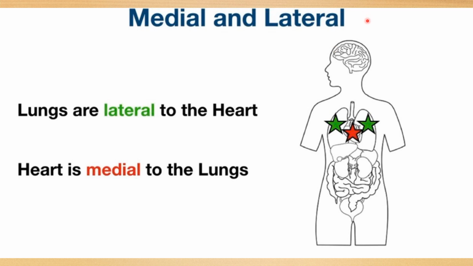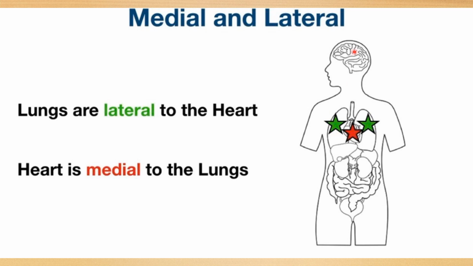In describing medial and lateral, we can look at this region. These two structures are the lungs, and in the middle is the heart. So we say the lungs are lateral to the heart, because the lung is more away from the midline. Because the heart is more in the midline, the heart is medial to the lungs. But because the lung is a bit away from the midline, the lungs are lateral to the heart.